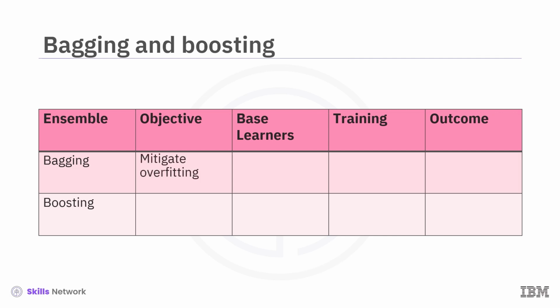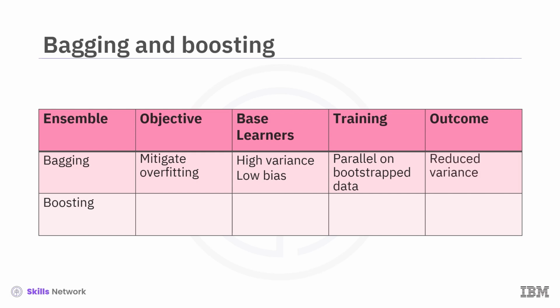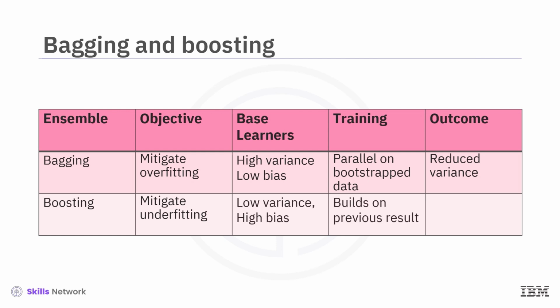Bagging aims to mitigate overfitting by combining multiple base learners that are high variance and low bias. These base learners are trained in parallel on bootstrap data samples. Bagging helps reduce variance. Boosting aims to mitigate underfitting by sequentially training base learners that are low variance and high bias. Each subsequent base learner builds on the previous result, gradually reducing bias.